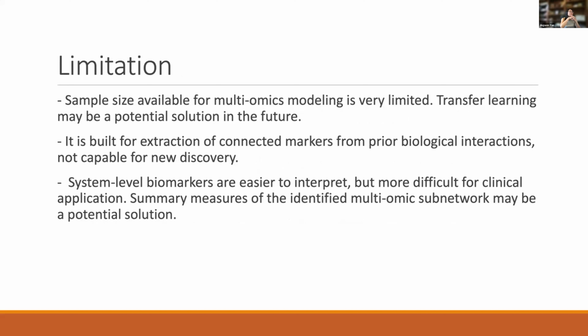Also, it returns these subnetworks as system-level biomarkers, which are easier to interpret but more difficult for clinical application. One possible solution is to use summary measures like the eigengene or eigenprotein inside each subnetwork as the marker, or we can use the upstream SNPs as the genotype, to help with patient screening in clinical trials.